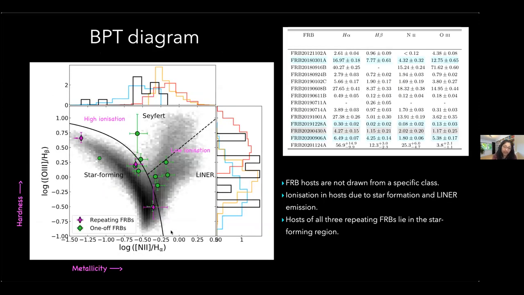After that, we took our whole sample and plotted it on the famous BPT diagram here, where the nuclear emission line ratios are used to determine the dominant source of ionization in the galaxy. It also distinguishes between the star-forming, AGN, and LINER galaxy regions. So we observed that FRBs are not drawn from a specific class. We also found that star formation and LINER emission are mostly the ionizing sources in the FRB host galaxies. I also note that there are three repeating FRBs and all of those lie in the star-forming region, but again, they are not on the star-forming sequence here.